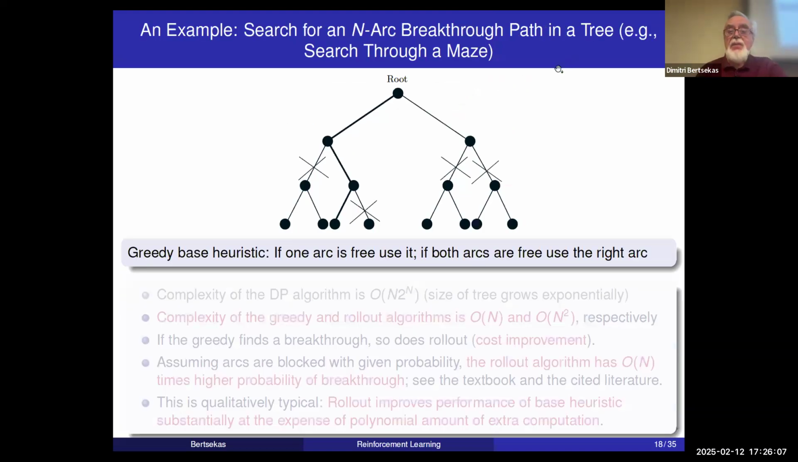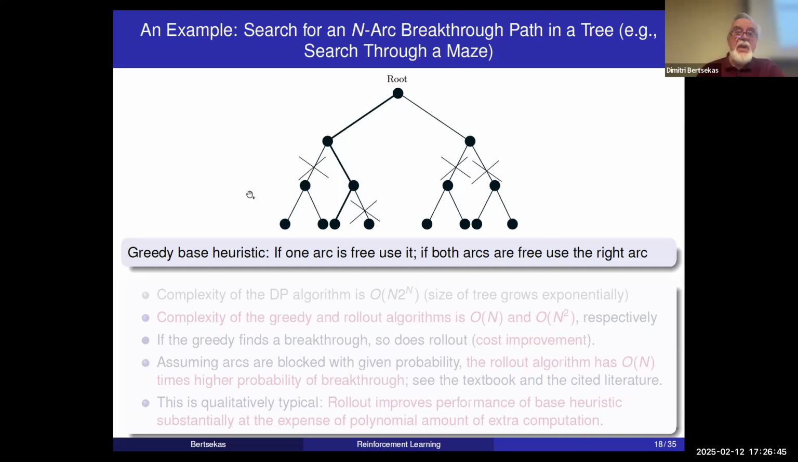Okay, let's do another example. Search for a breakthrough path in a tree. Here we have a binary tree, and we want to get from the root of the tree to one of the leaves using a path of unblocked arcs. Some of these arcs here are free, and some are blocked. And we want to find a path like this one, consisting of free arcs. These problems arise often in searches through mazes and so on. You can make that association.